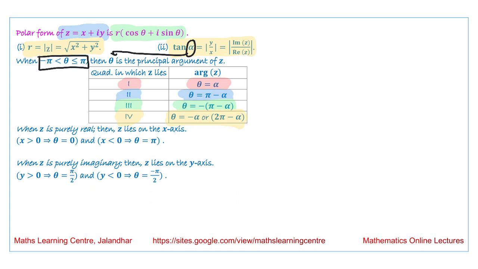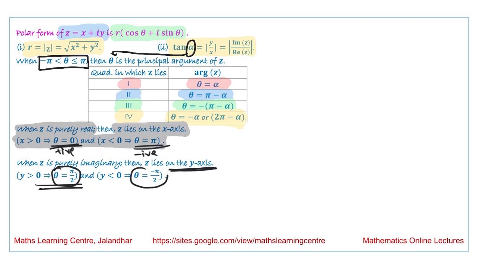Then we have seen the case when z is purely real, that is, z lies on the x-axis. In this case we will have the form of argument. We are saying the arguments that we can have over here, it is either theta is equal to 0 or theta is equal to pi, and this is corresponding to the positive value of x, and this is corresponding to the negative x. Similarly, if it lies on the y-axis, we have two cases over here, that theta is equal to pi by 2 or theta is equal to minus pi by 2.